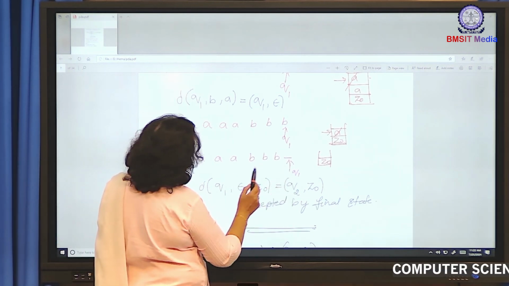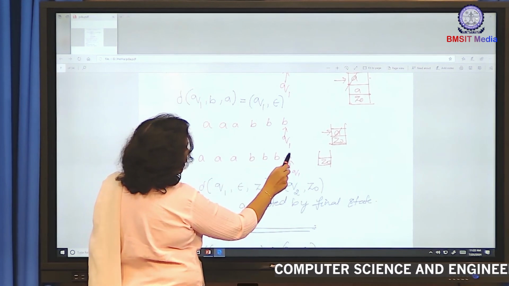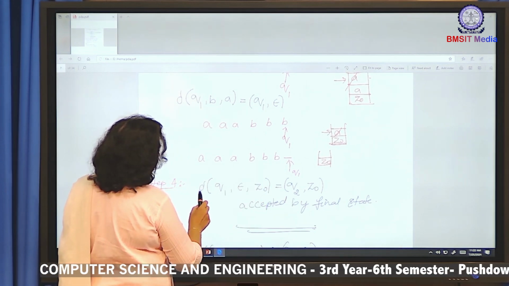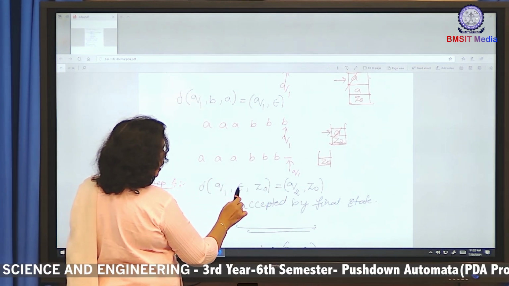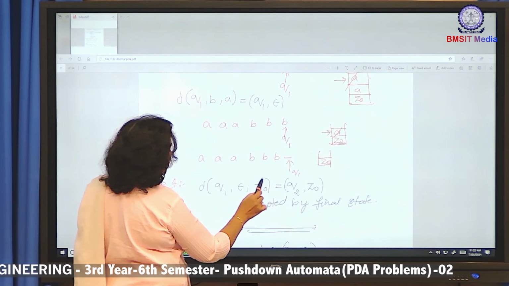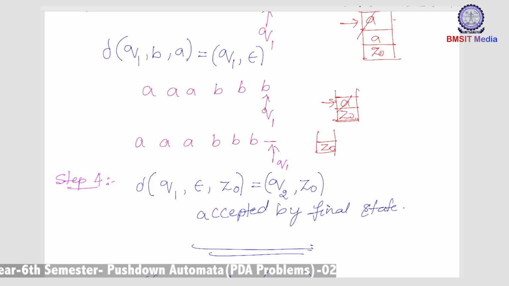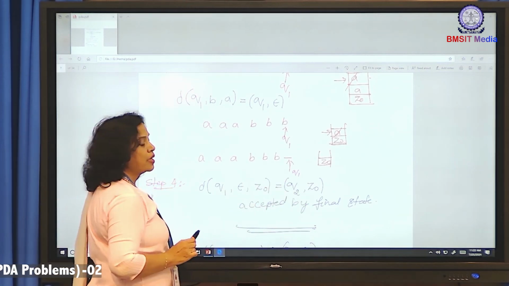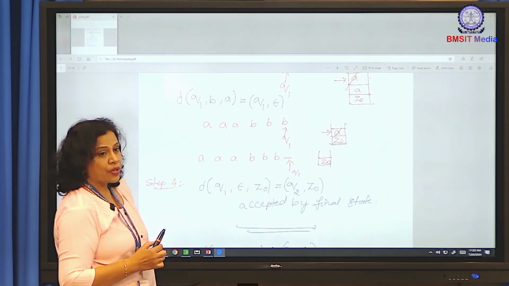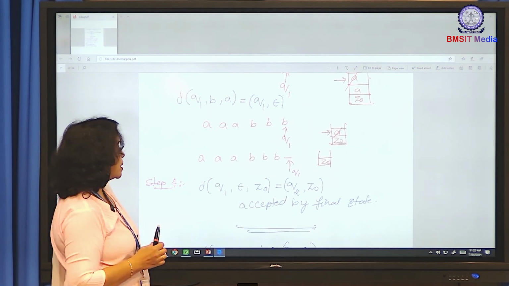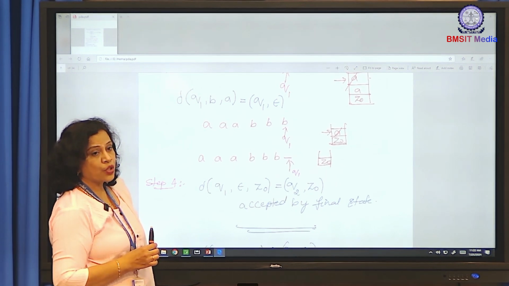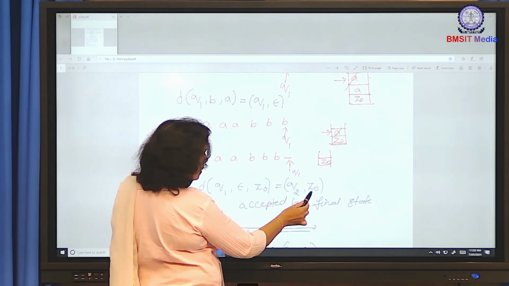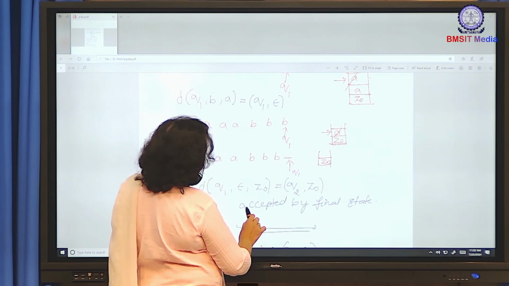That is delta of Q1 comma input is epsilon, top of the stack is Z0. So delta of Q1 comma epsilon comma Z0 is equal to, there is a change of state. So I change to Q2 comma Z0, meaning I keep Z0 on the stack, because this language has to be accepted by the final state. So if the language has to be accepted by the final state, I stop at this.